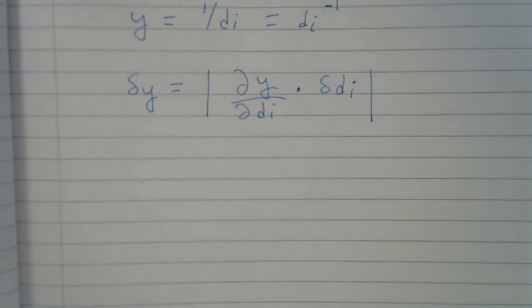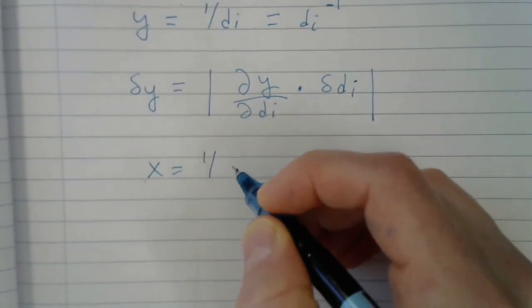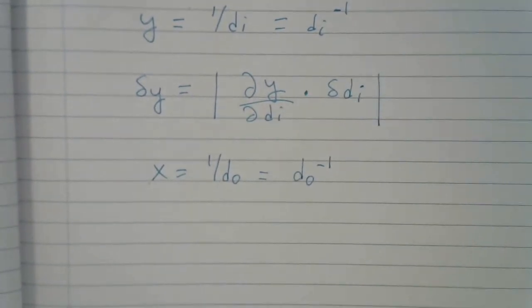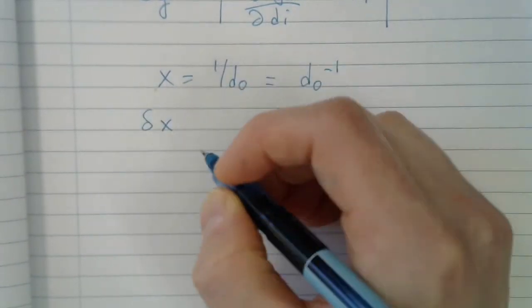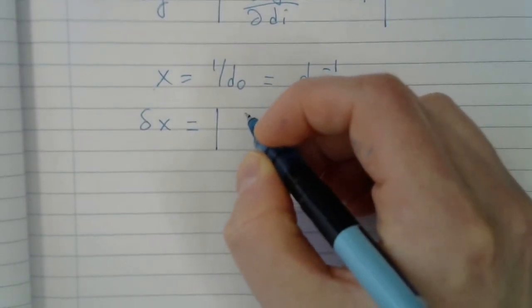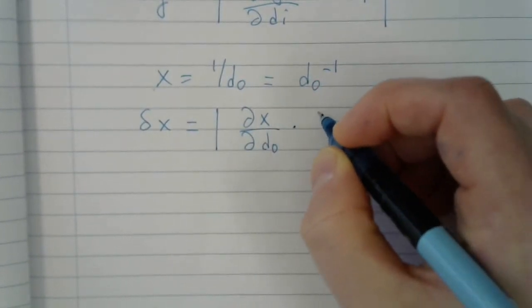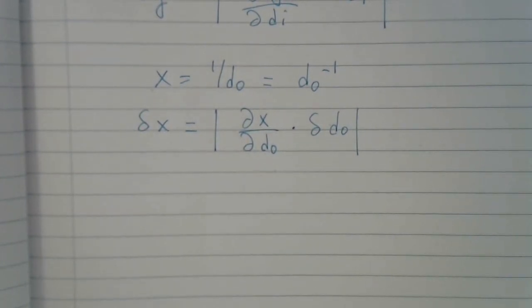And you can follow a similar process to get the uncertainty for your x-axis. So the x-axis is going to be equal to 1 over dO, which is the same thing as dO to the power of -1. And using the calculus formula, we have uncertainty of x. So the uncertainties you're plotting on your x-axis are going to be the partial derivative of x with respect to dO times the uncertainty of dO. And then absolute value because the uncertainties are plus or minus.